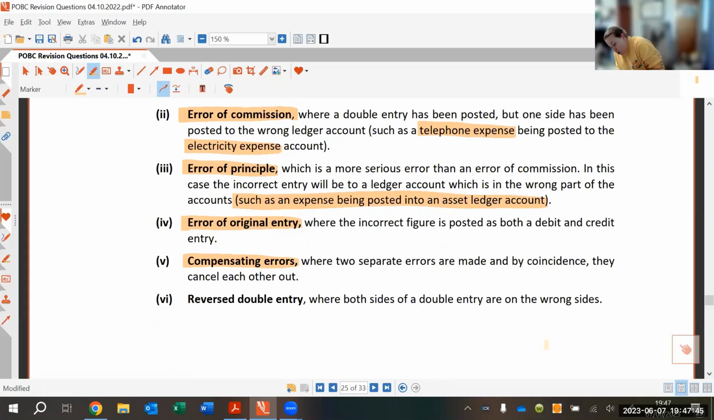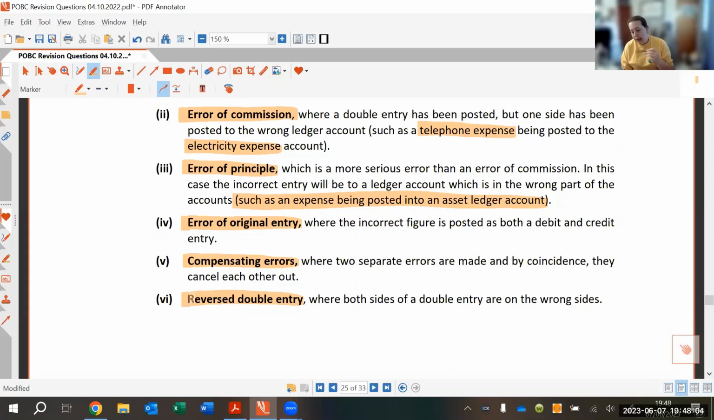And then your final one is your reverse double entry. So this is where maybe you've recorded a customer receipt, they've sent you some money, and normally you debit the bank and you credit your receivables ledger control account, but in the end you credited the bank and debited the receivables ledger control.